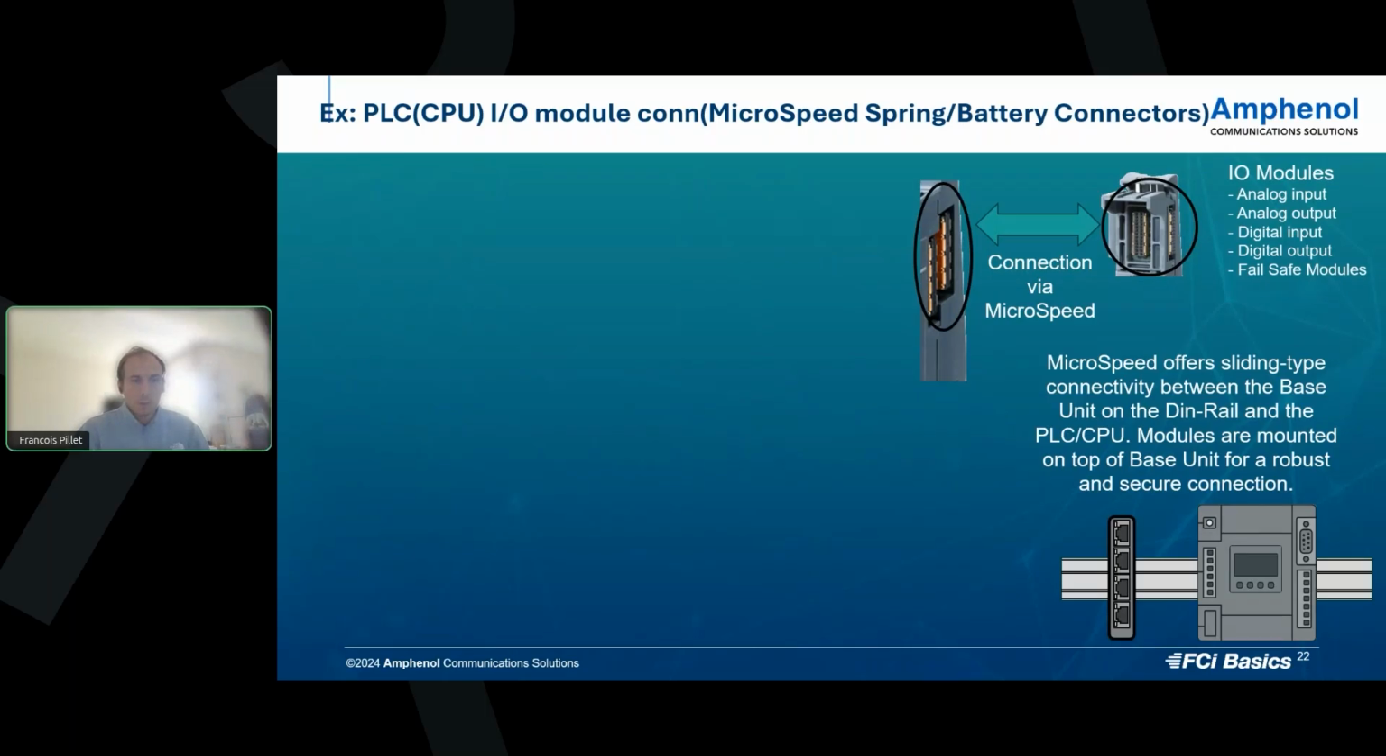So on the first configuration on the right-hand side, it revolves around sliding the base unit onto the DIN rail to connect the modules on the top end. This is the Microspeed solution. By doing so, the modules are safely interconnected with a robust interface from left to right or right to left.